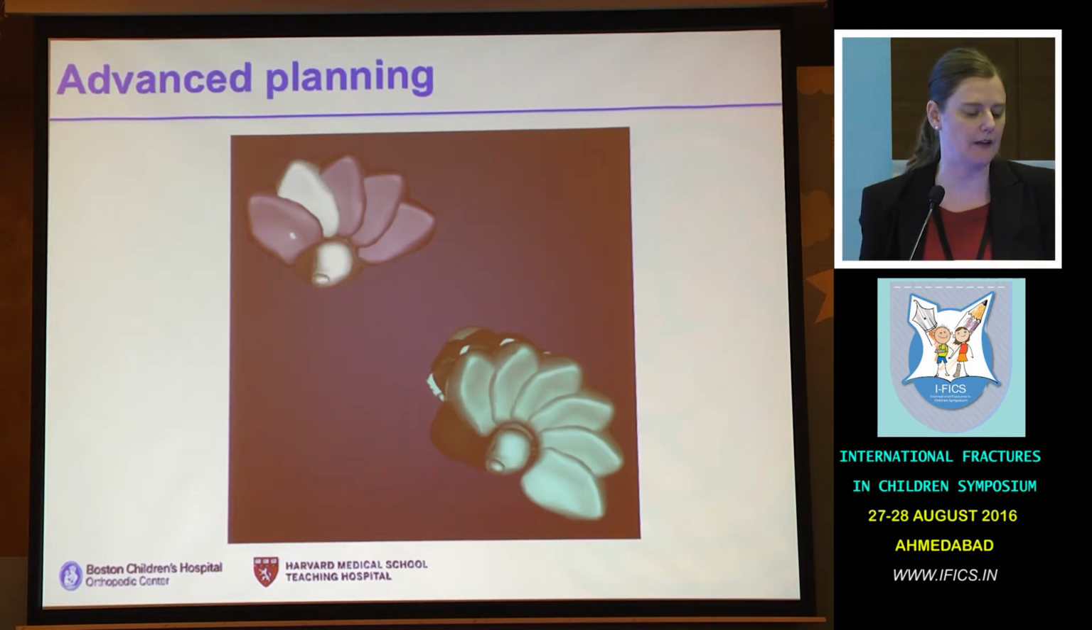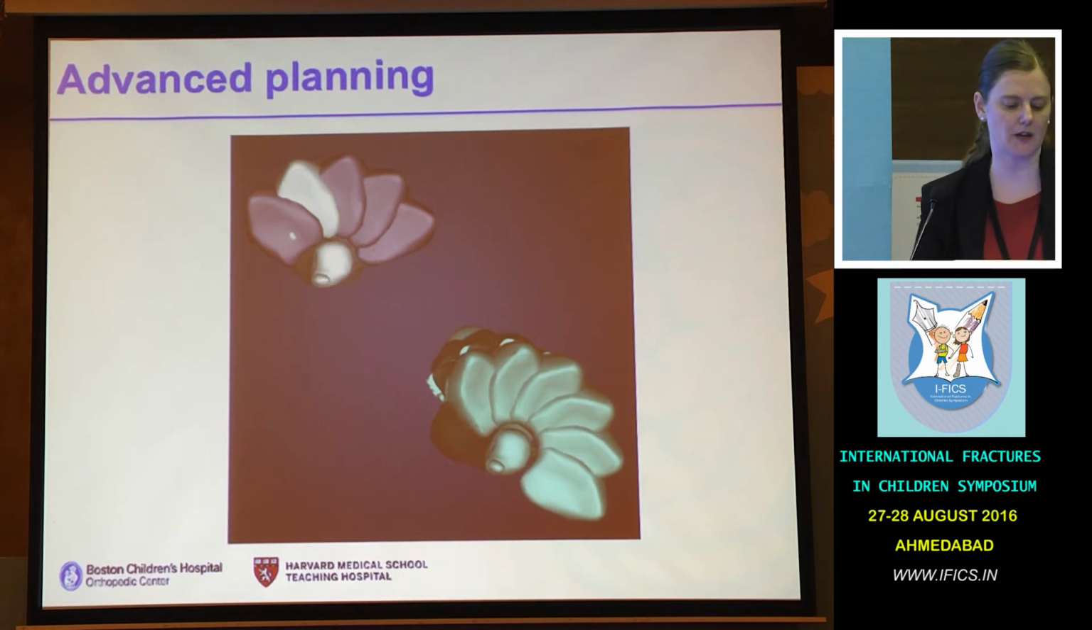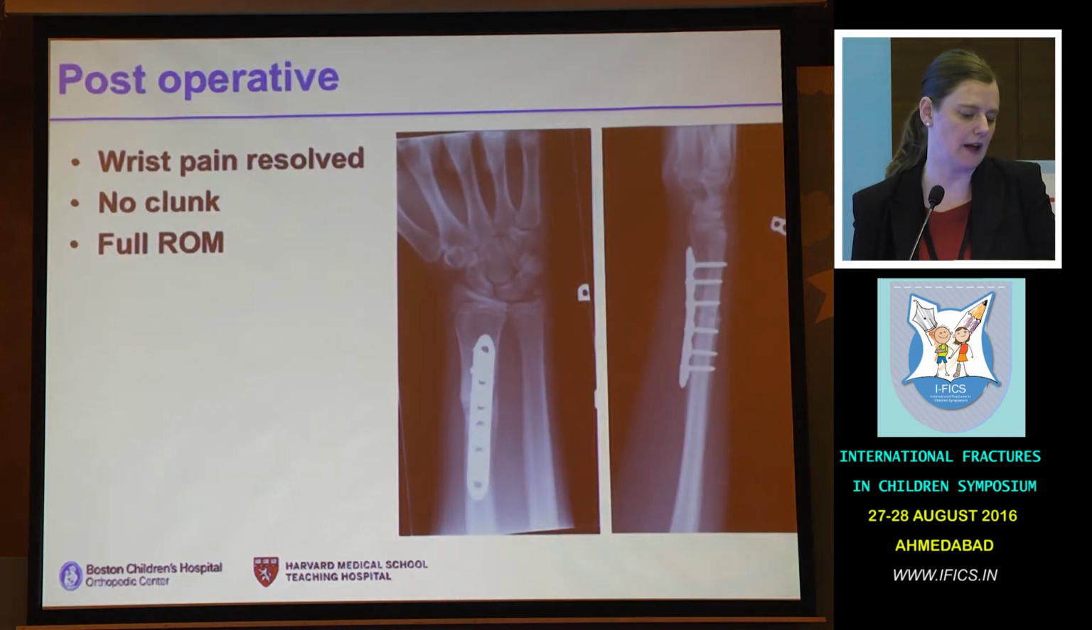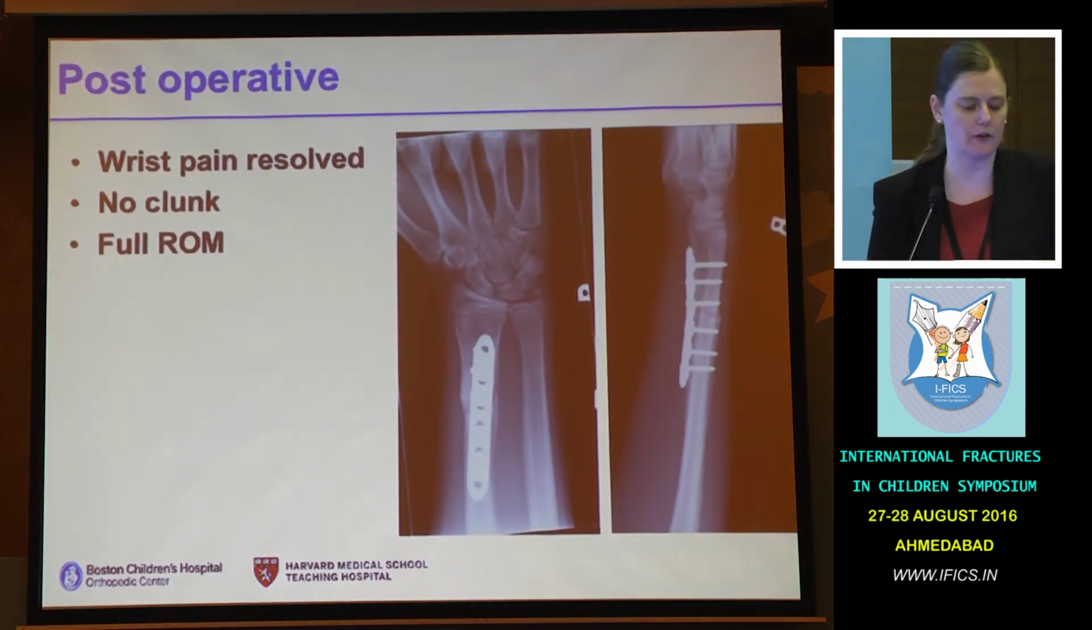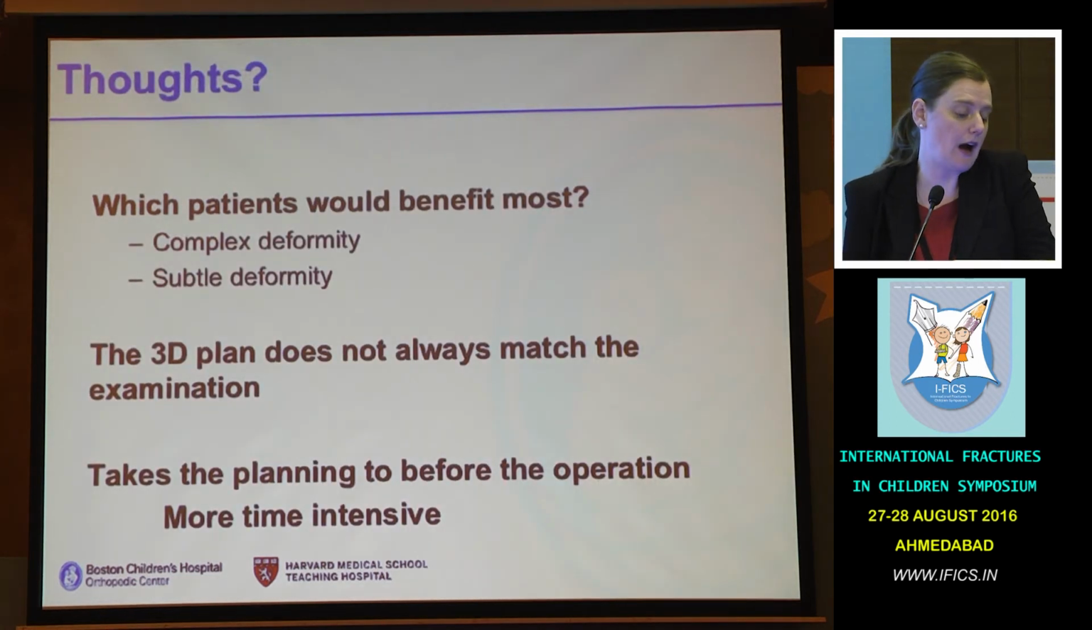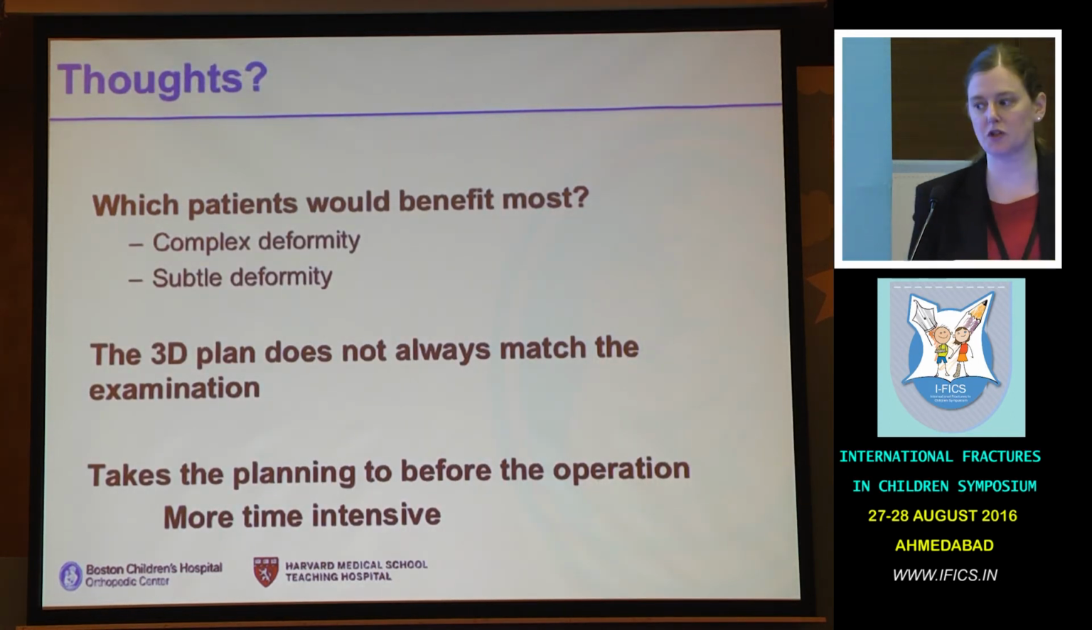If you look at the upper left, you can almost see that it's congruent when he's pronated, but when he's supinated, you can actually see that the ulna is not sitting in the distal radioulnar joint. And so I did his osteotomy, radius only, did not address his wrist, and his wrist pain and clunking went away. And so I think that this is a useful technology.